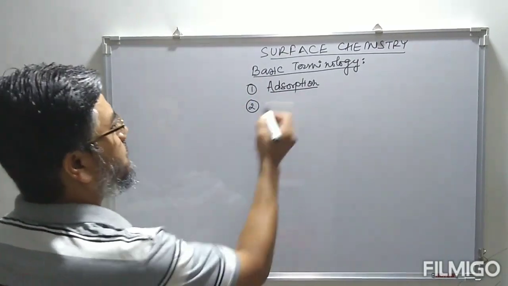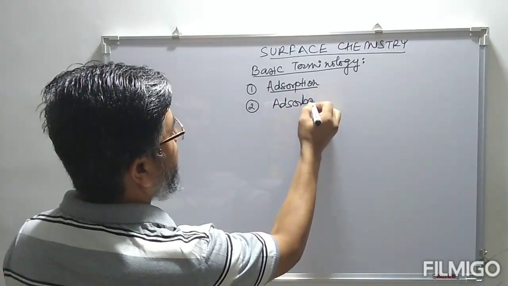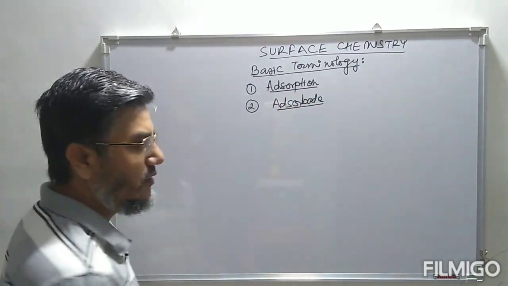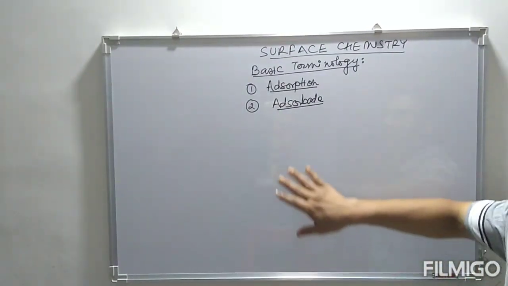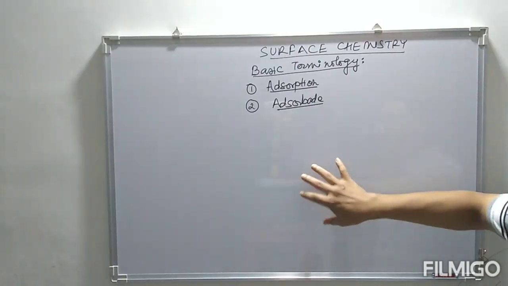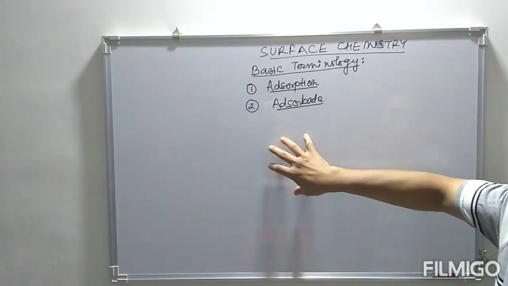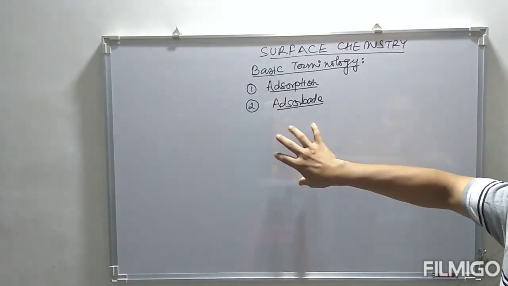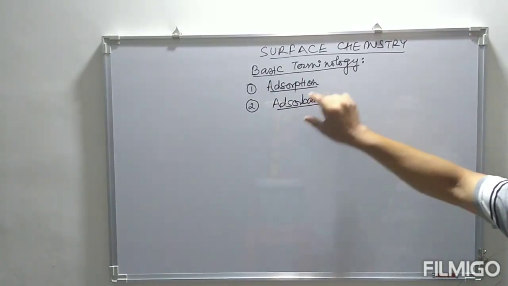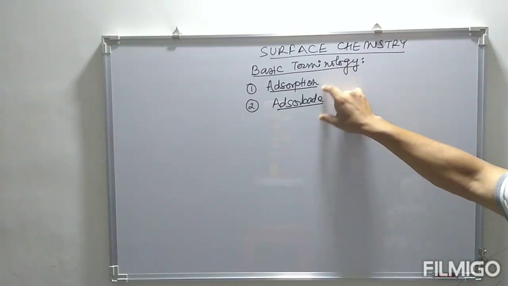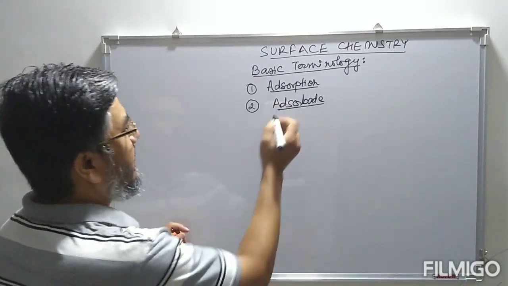Then we have adsorbate. So during the course of adsorption, certain molecules accumulate on the surface. Those molecules which accumulate or concentrate or are retained only on the surface are known as adsorbate. This is something like the solute in solution chemistry.